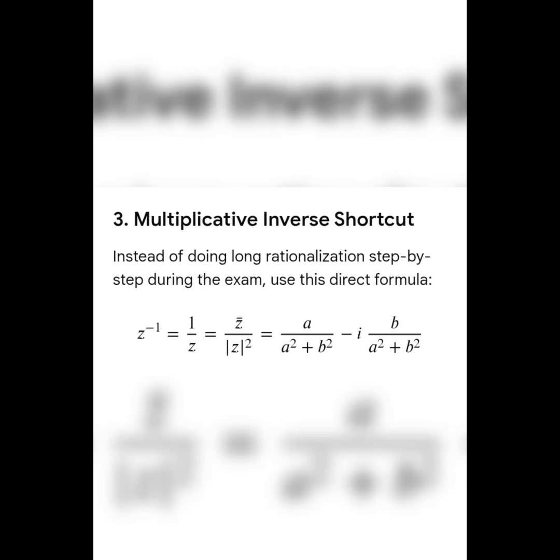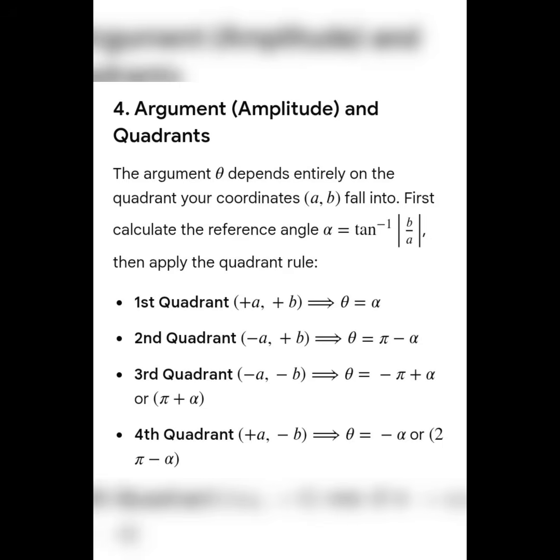Multiplicative inverse shortcut: the multiplicative inverse of a complex number z is 1 by z, or z inverse, and it can be found by the shortcut as z conjugate divided by the absolute value of z squared.